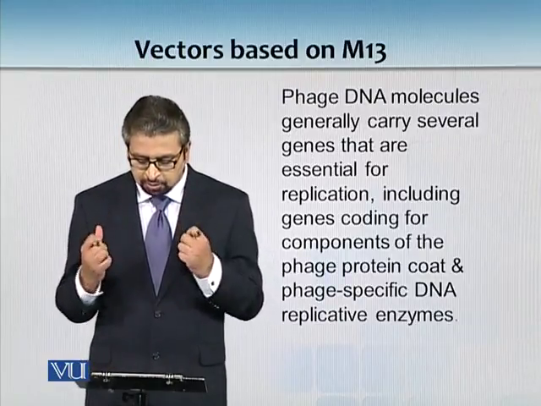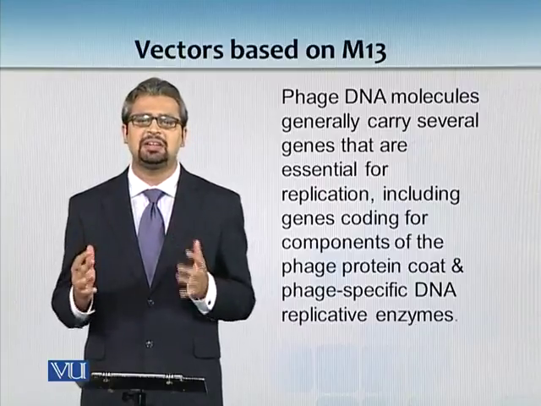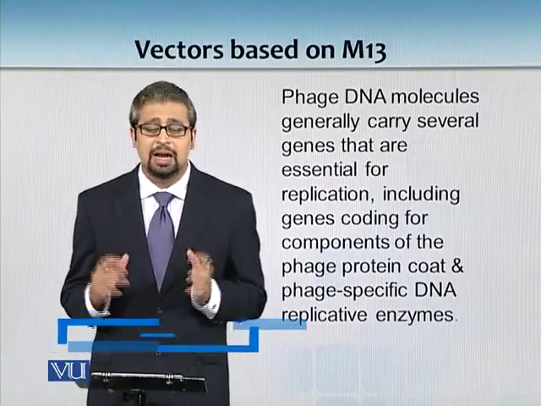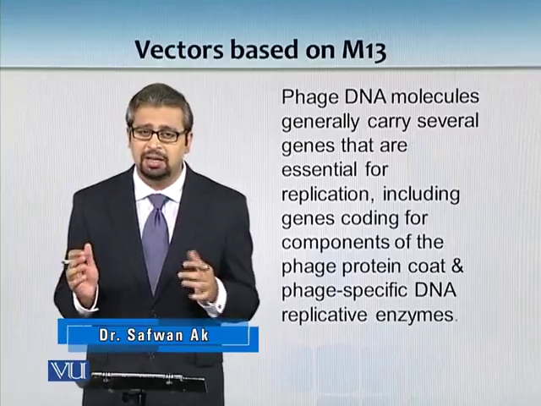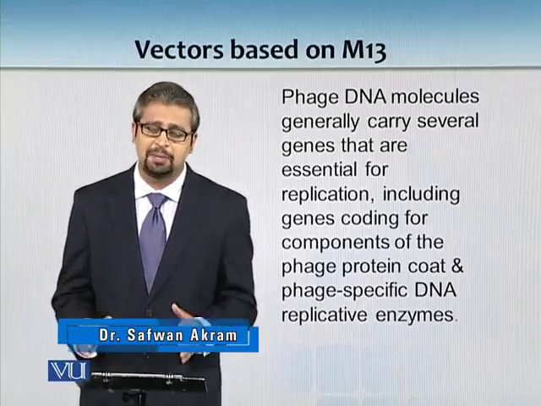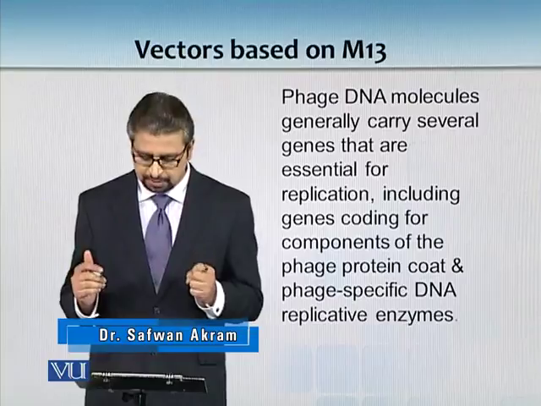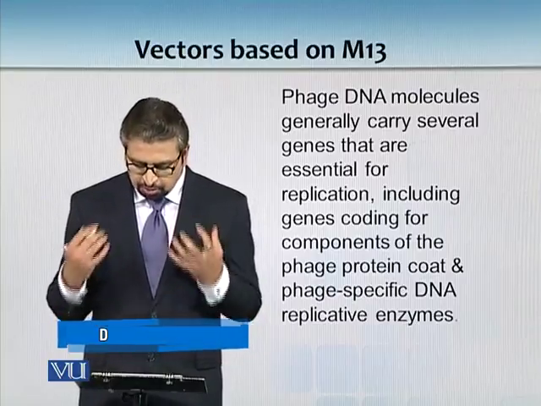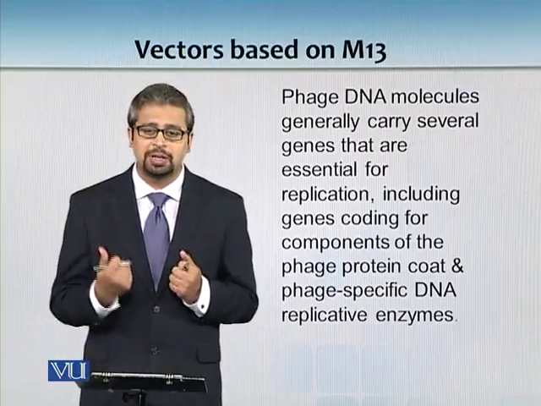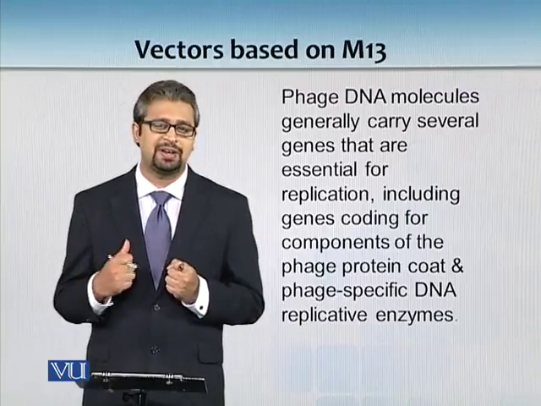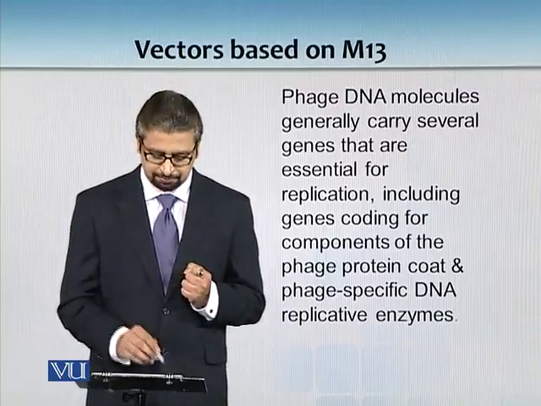Phage DNA molecules generally carry several genes that are essential for replication. And in M13, they are pretty much scattered. They are not like bacteriophage lambda, where they are at the ends. Including genes coding for the components of the phage protein coat and phage-specific DNA replicative enzymes.